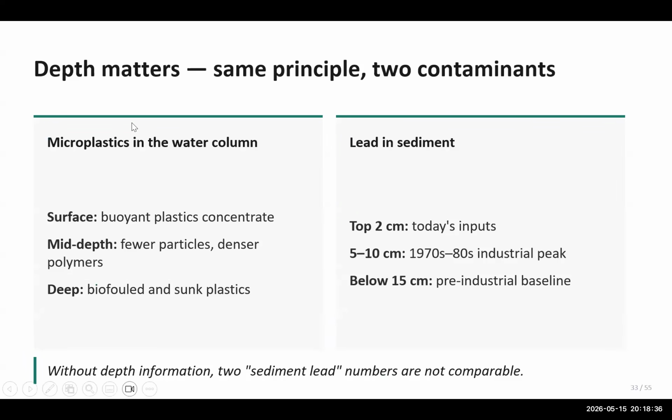Another example could be if we want to measure microplastics at different depths in the water column. At the surface, we have most of the floating plastic concentration, but in deeper waters, maybe we will find fewer particles. And in even deeper waters, we will only find a few particles that sink because they have some organic matter attached to them over time and they get heavier, so they sink. This is an example of how measuring at different depths will affect the number you will get from the environment.